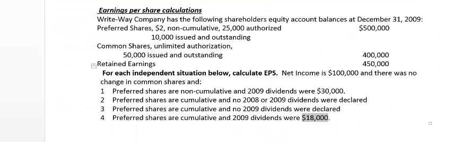Now, let me change it up a bit. What if I said these are non-cumulative in number 4? What if they were non-cumulative? Would your answer be any different? Well, yeah, if they were non-cumulative, I'm only going to deduct what the preferred shareholders got this year, regardless of what they were entitled to. I'm only going to deduct what I gave them, and I would have only given them $18,000.